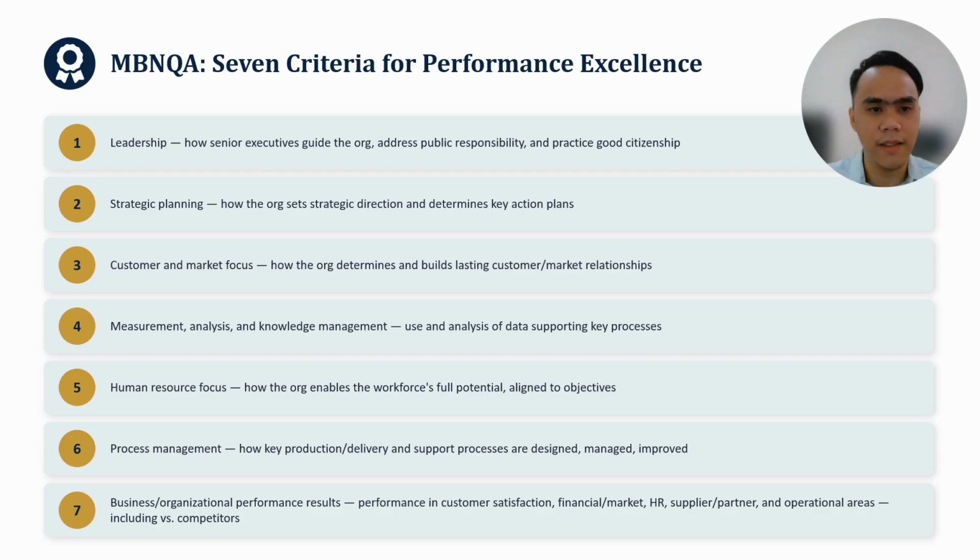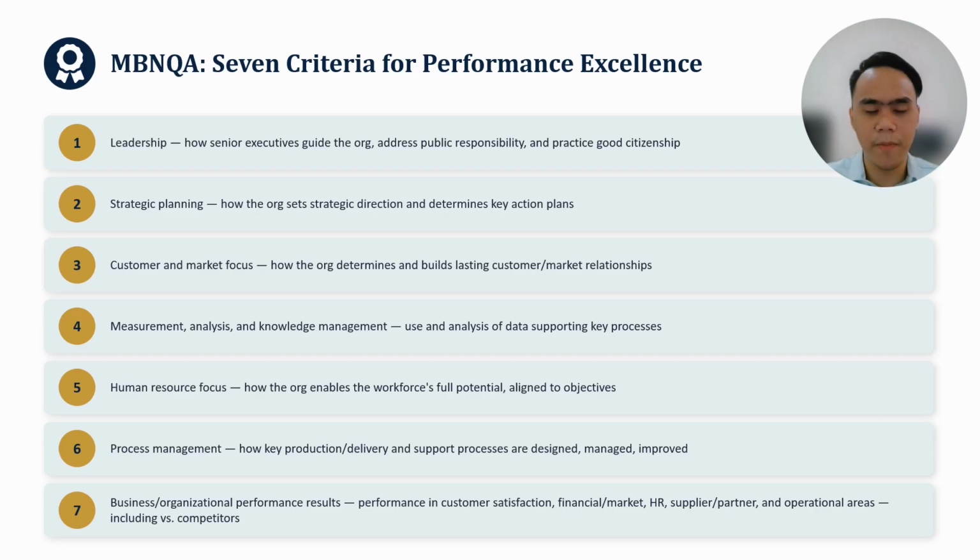Four is measurement, analysis, and knowledge management. It examines the management, effective use, and analysis of data and information to support key organizational processes and the organization's own performance management system. Five is human resource focus. It examines how the organization enables its workforce to develop its full potential and how that workforce is aligned with the organization's objectives. Six is process management, which examines how the key production and delivery processes and supporting processes are designed, managed, and improved.